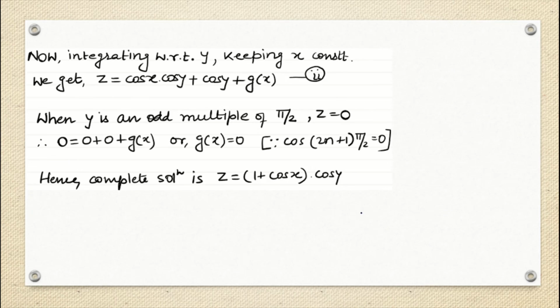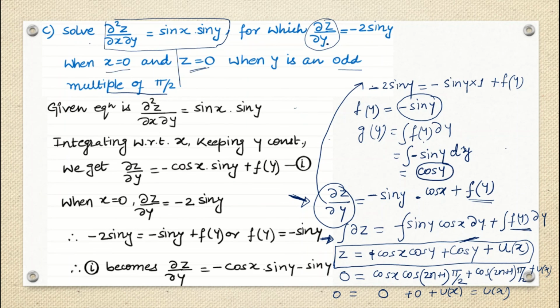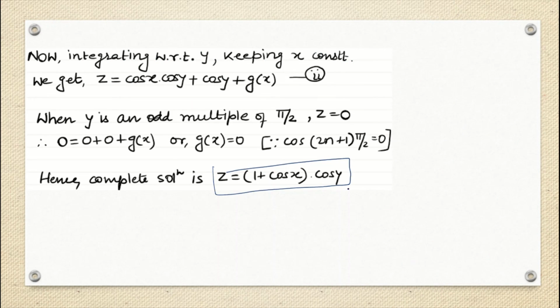Okay, fine. So we got here the same thing. So we got z is cos y plus cos x cos y. Correct? Here also cos y plus cos x cos y. Okay. So this way we get the solution.